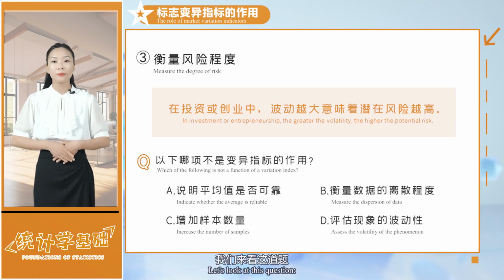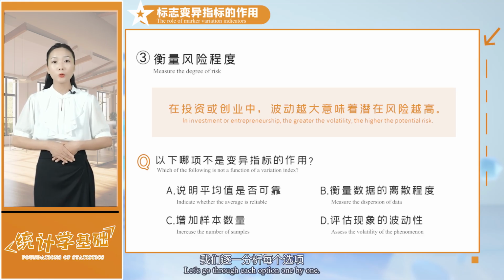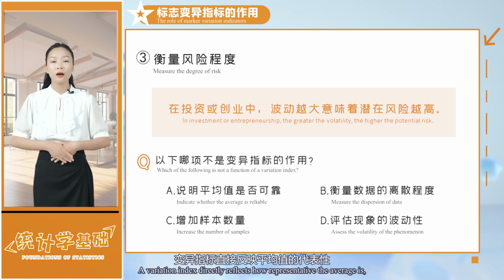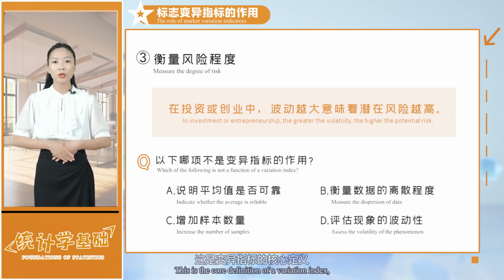Let's look at this question. Which of the following is not a function of a variation index? First, let's recall what a variation index does. It is a statistical measure that describes the spread of data. Let's go through each option one by one. Option A, indicate whether the average is reliable. A variation index directly reflects how representative the average is, so this is a function. Option B, measure the dispersion of data. This is the core definition of a variation index, so it is definitely a function.